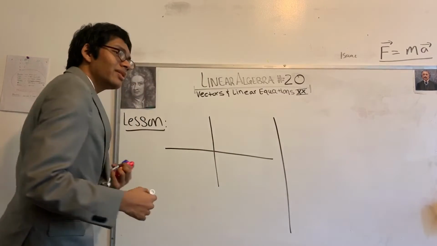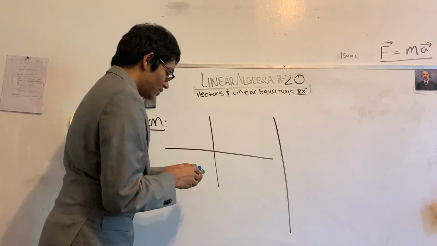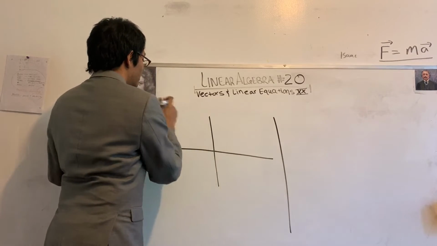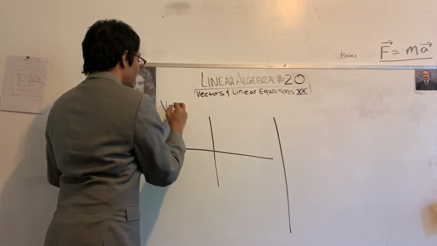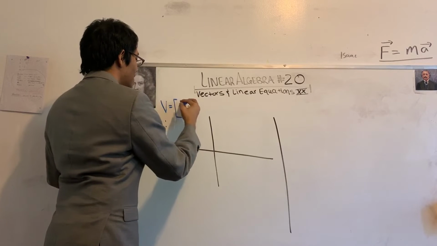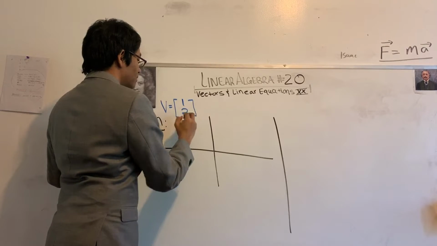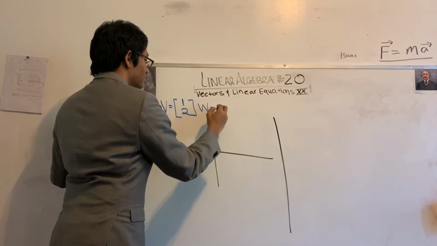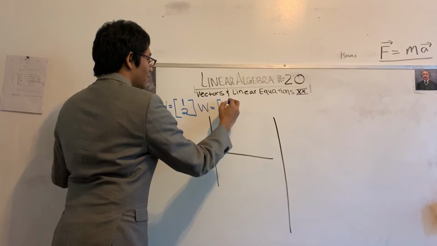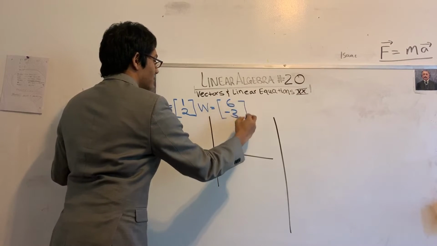Okay, so let me give you two vectors. I'll write them in blue. So vector v, let's say I'll give you (1, 2). And vector w, maybe I can make it (6, -3).